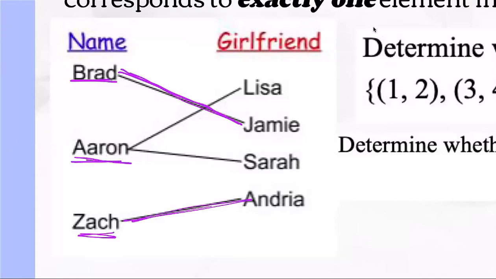But Aaron, we see, is attached to both Lisa and Sarah. This is not a functional relationship. That relationship is not going to end well. So this could have been a chart of functional relationships, but because Aaron is not in a functional relationship, that means this chart would not be a function. This is not a chart of functional relationships.